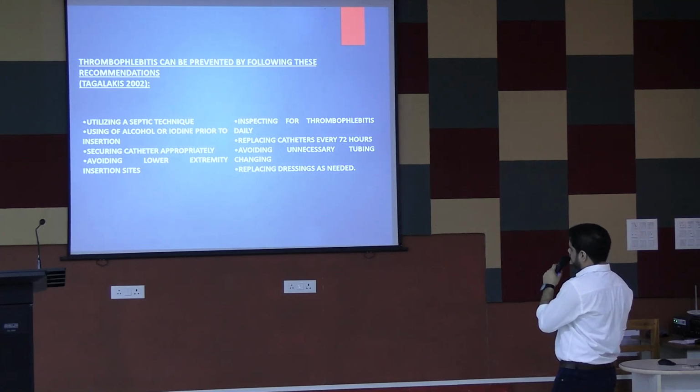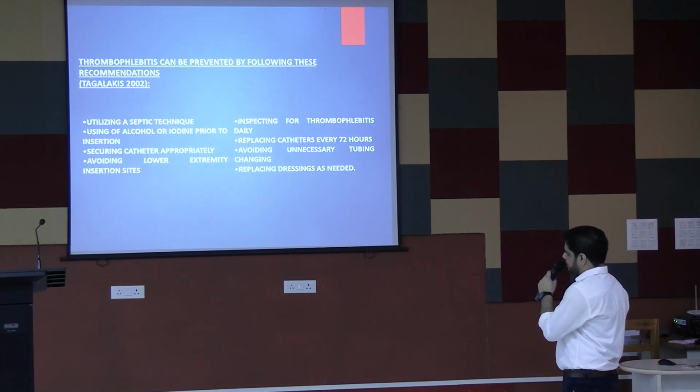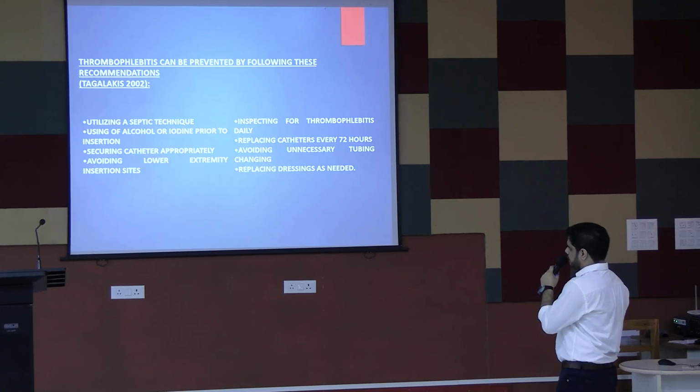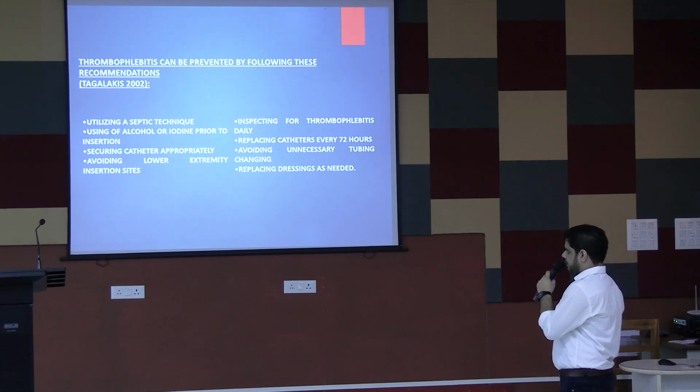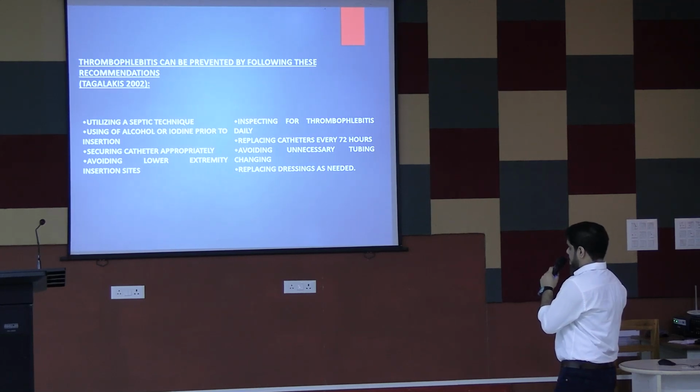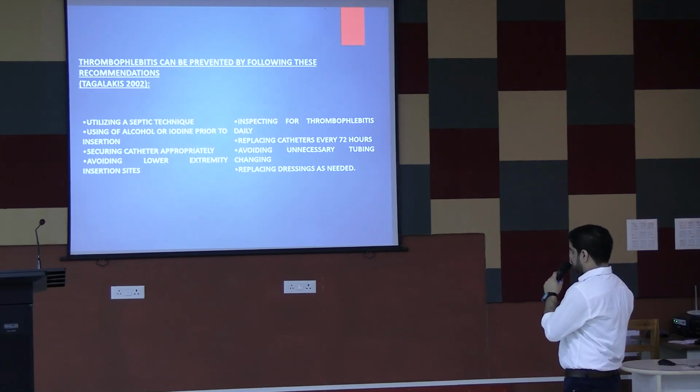For that reason, thrombophlebitis can be prevented by following these recommendations: utilizing aseptic technique, using alcohol or iodine prior to insertion, securing the catheter appropriately, avoiding lower extremity insertion sites, inspecting for thrombophlebitis daily, replacing the catheter every 72 hours, avoiding unnecessary tubing changes, and replacing the dressing as needed.